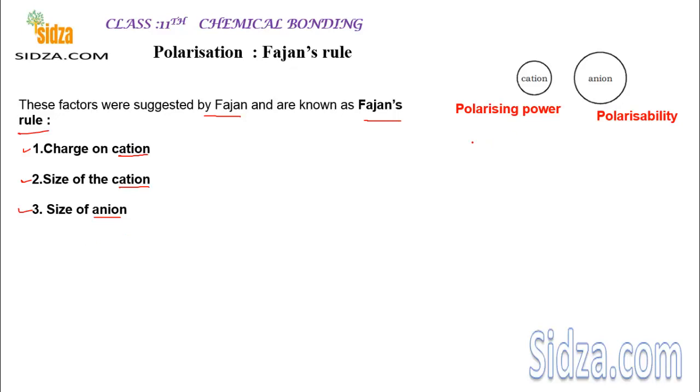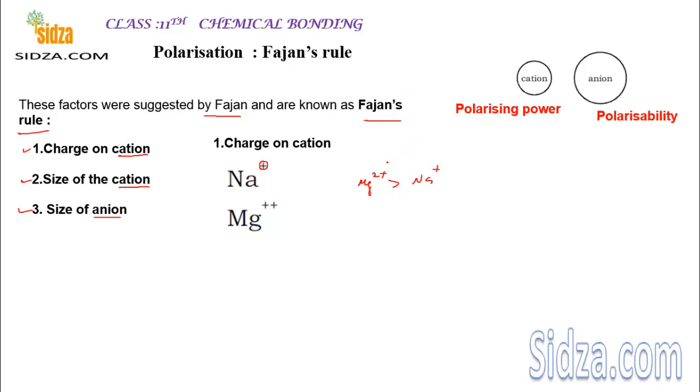So let's take an example here. If you have a sodium ion and a magnesium ion, we know that sodium has +1 charge and magnesium is +2. So the higher charge of magnesium means it will pull the electron cloud of an anion more strongly, so it will induce more polarization. So that means Mg2+ has a higher polarizing power than the sodium positive ion, because the polarizing power depends on the charge of the cation.